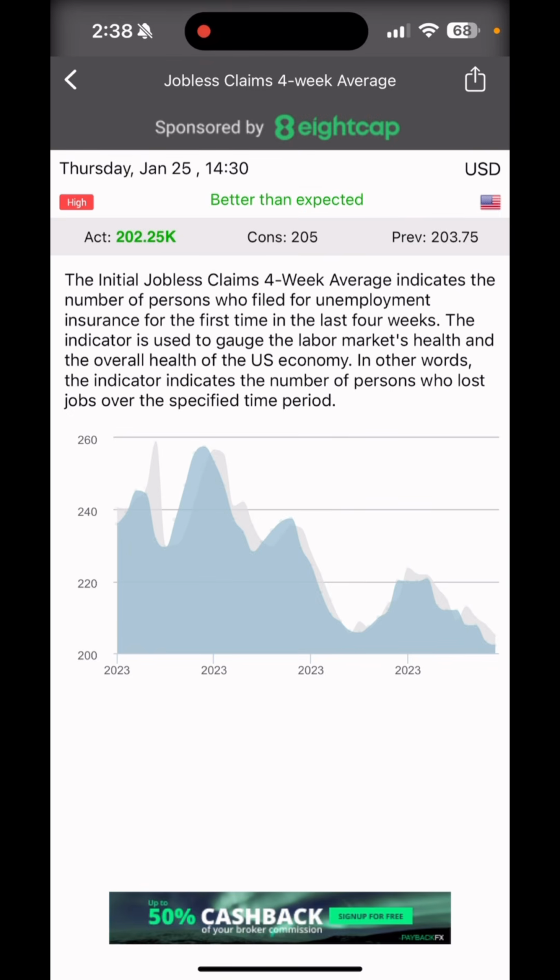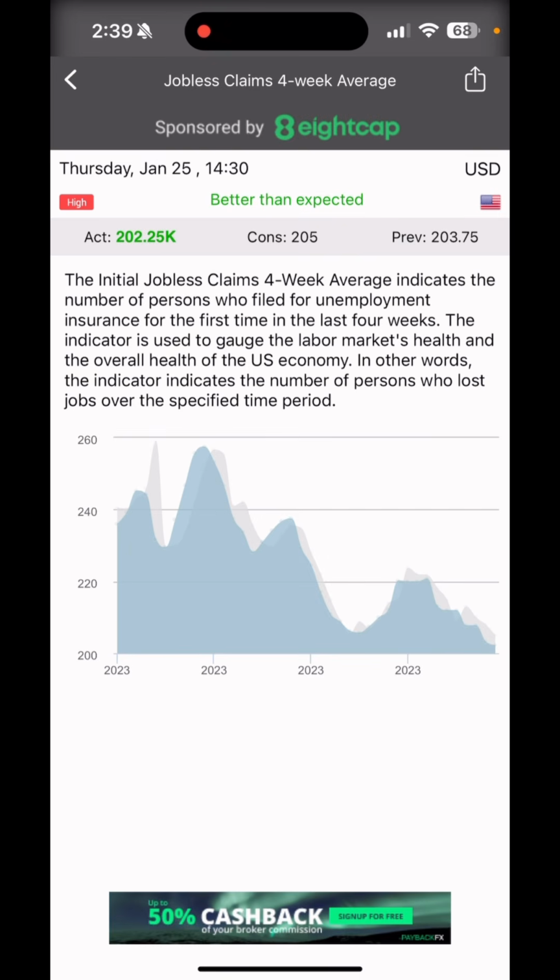The indicator is used to gauge the labor market's health and the overall health of the US economy. In other words, the indicator indicates the number of persons who lost jobs over the specified time period. The number of people who lost jobs. Now, the previous number was 203,000 that lost jobs. They are saying that the consensus, or the forecast, I will change that consensus to forecast, because that's what it still means. They are forecasting that more people will lose jobs, which is 205,000.